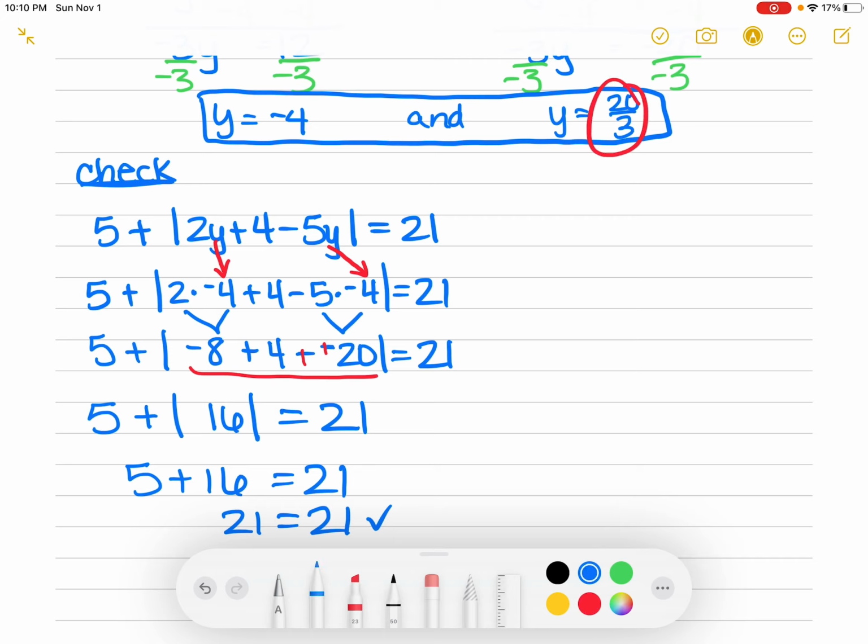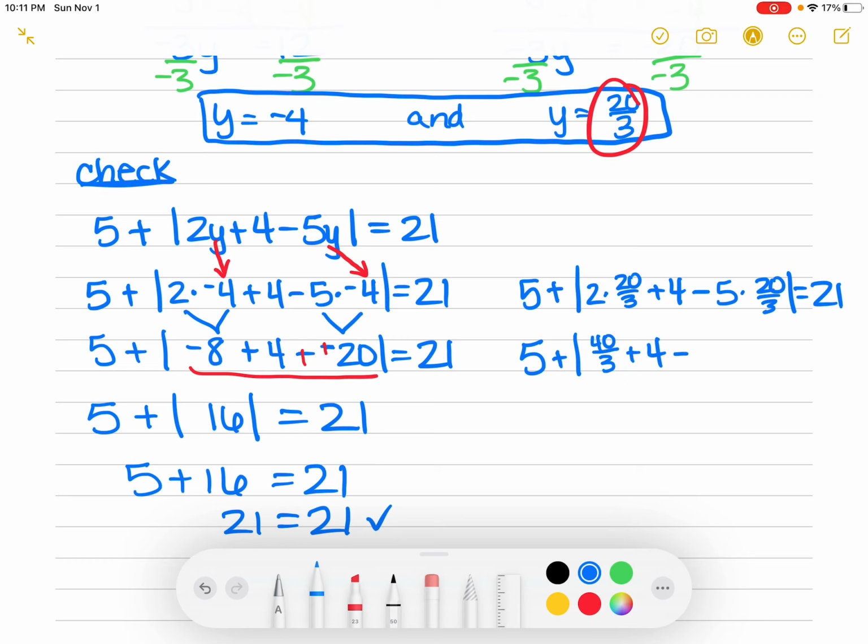Now I'm going to do it again, but I'm going to use this 20 over 3. So this one's going to be a little bit harder because it has a lot of fractions in it. So I have 2 times 20 over 3 plus 4 minus 5 times 20 over 3, in absolute value. Okay, so now I'm going to do my multiplication, and I get 40 over 3 plus 4 minus 100 over 3 equals 21.